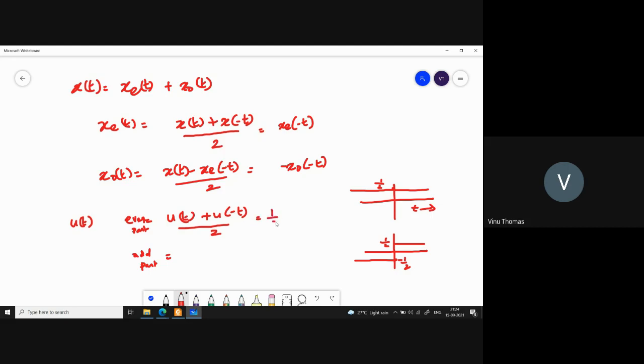even part is 1 by 2, odd part is equal to 1 by 2 into, you introduce a new function called signum of t. So odd part is 1 by 2 into signum of t, where signum of t is a function given by 1 for t greater than 0, and it's equal to minus 1 for t less than 0. So these are the even and odd parts of the unit step function.